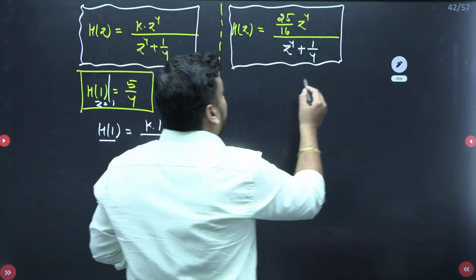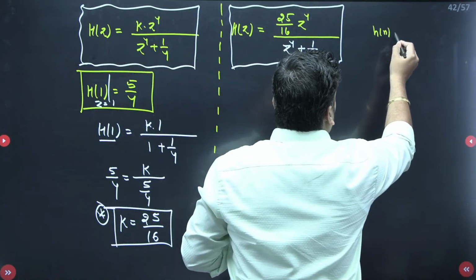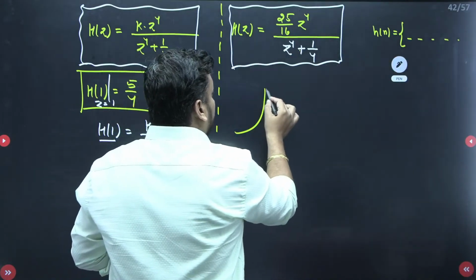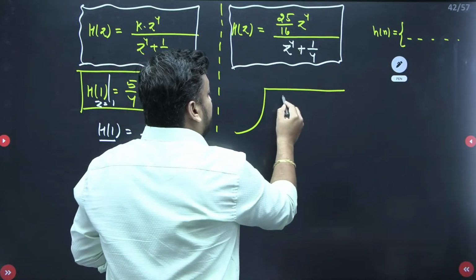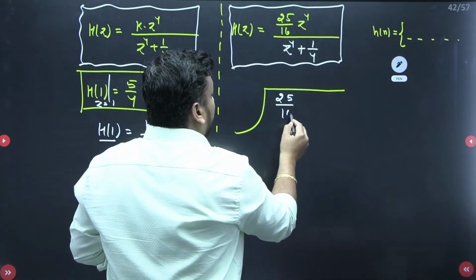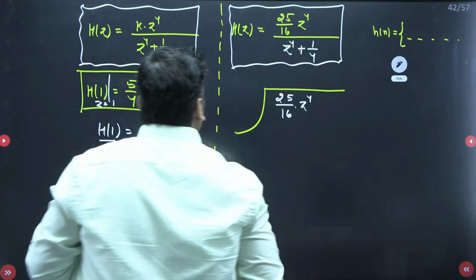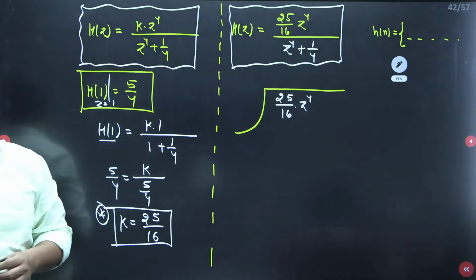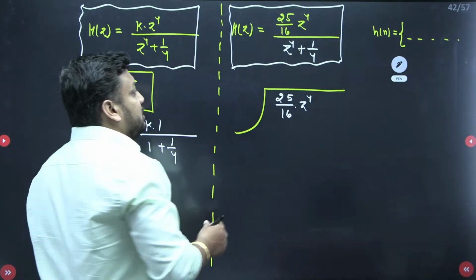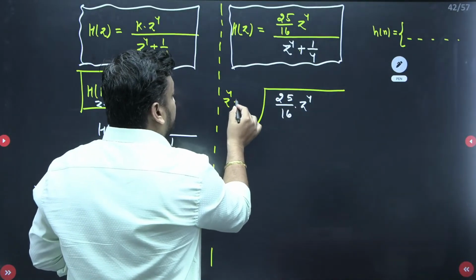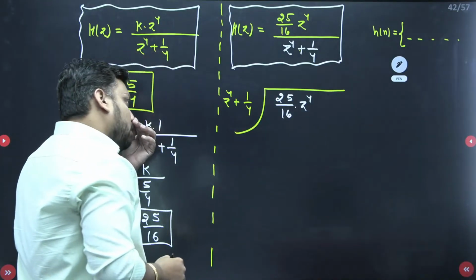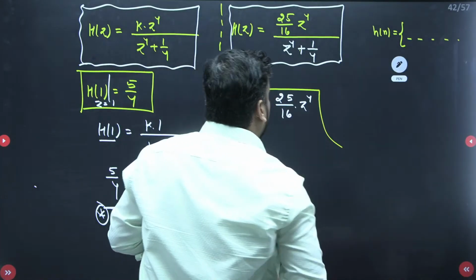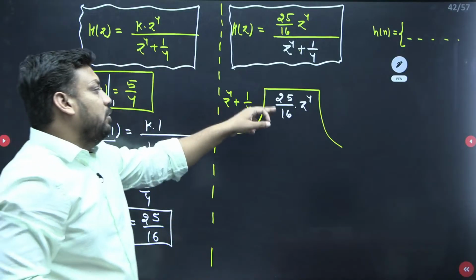So now H(z) is here and the examiner is asking for h(n) value, and you know how to find it. I am just dividing by the long division method, which we already discussed in the last class, along with some examples. Try to divide it fast, all of you. 25 by 16 z⁴, and what is available here? z⁴ plus 1 by 4. So when you divide, what will you get?